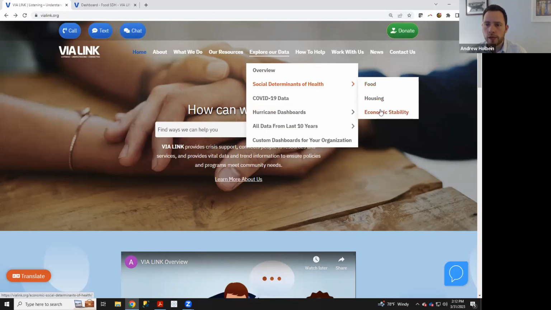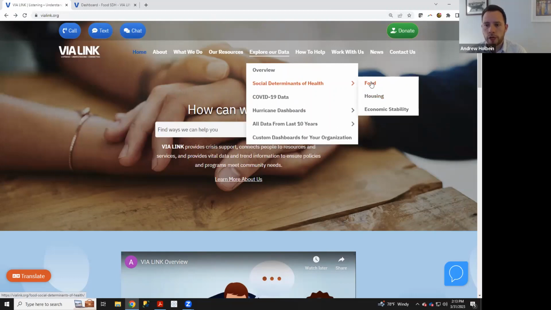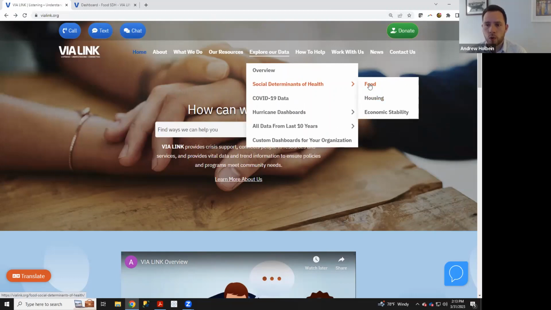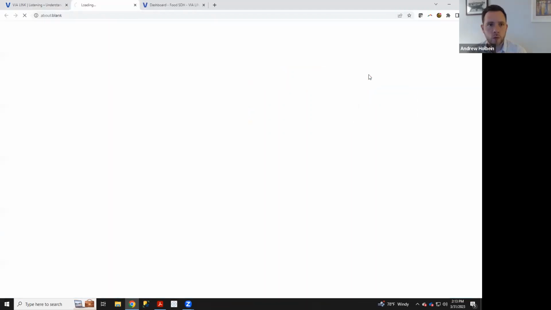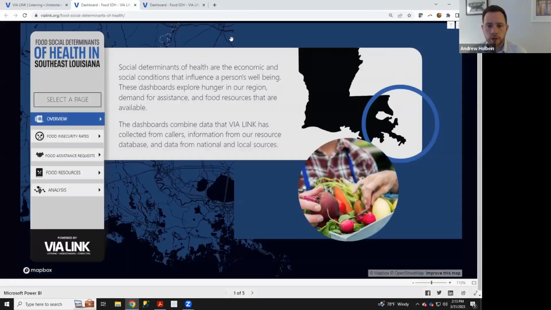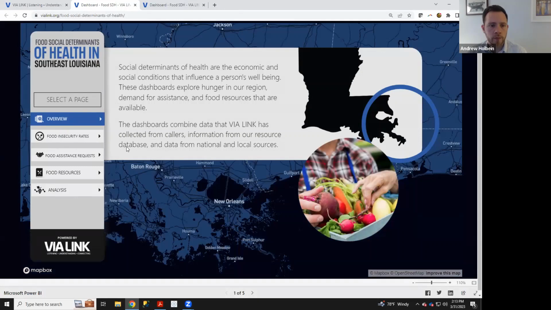We have three dashboards. We have one that looks at food needs and food resource availability, housing, and economic stability. I won't go through all three of them since they all share a similar format, layout, and functionality, but I'll look at the food one. If you click on here, it opens up and takes us to a landing page that we can use to navigate throughout the dashboard.